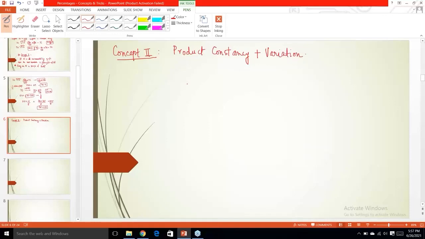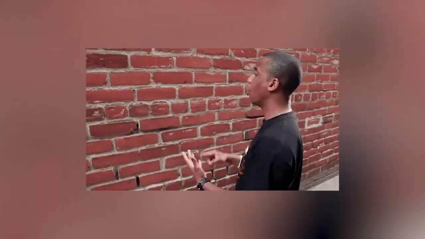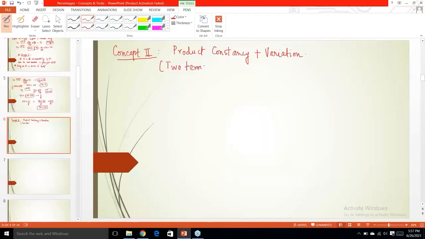But what does product constancy mean? As the term states, product constancy simply means the product of some terms is constant. And usually when we talk about product constancy, at least from a CAT perspective, you're only talking about two terms. Only two terms. So it means that the product of two terms is constant, which means that A into B is constant. So if there are two numbers, A and B, their product is AB, and AB is constant. This is what product constancy means.